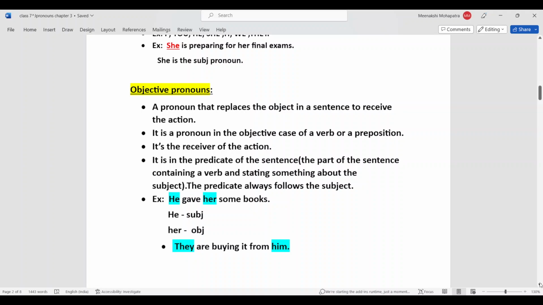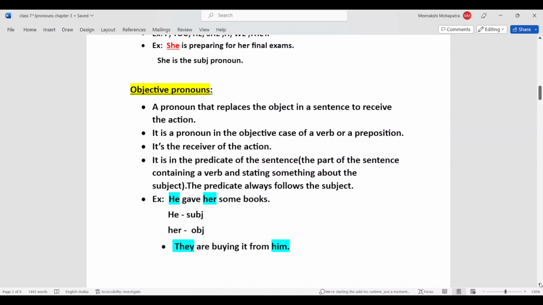What do you mean by the predicate of the sentence? That part of the sentence which contains a verb and states something about the subject is called the predicate of the sentence. As you know, children, every sentence is made up of a subject and a predicate. So, the objective pronoun is found in the predicate of the sentence, that part of the sentence which has a verb. A verb is any doing word and it states something about the subject. The predicate always follows the subject.